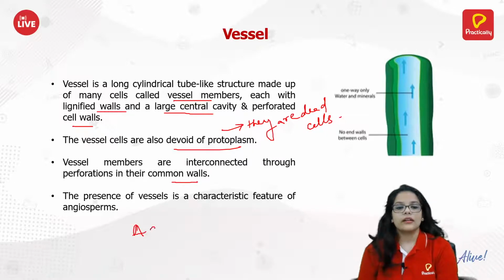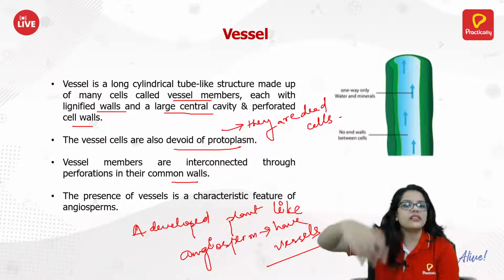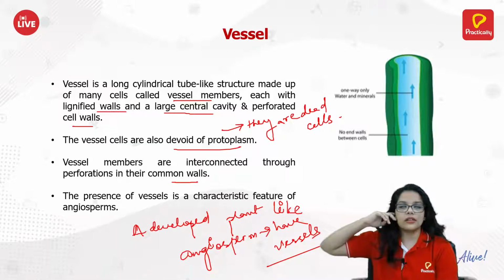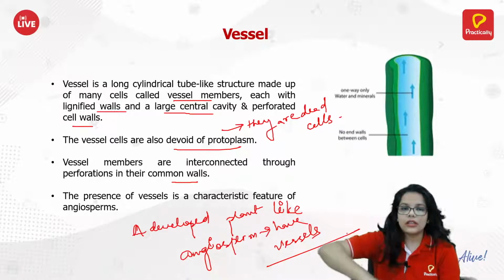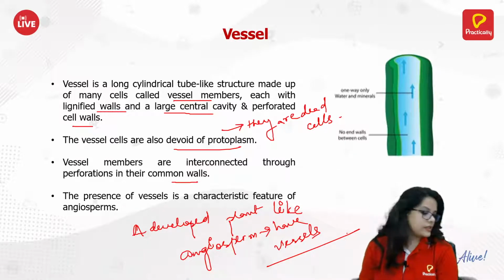The presence of vessels is a characteristic feature of angiosperms, which are developed plants. The gymnosperms don't have vessels, whereas they have tracheids and other things like parenchyma, so that they can take the water up, but they don't have the vessels.